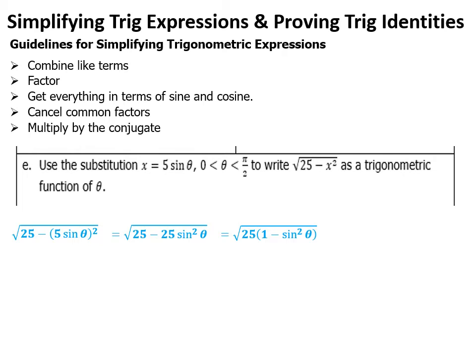Factor out a 25. That gives us 1 minus sine squared of theta, which is the same as cosine squared of theta. And now the square root of 25 is 5. The square root of cosine squared is cosine. So 5 cosine of theta.